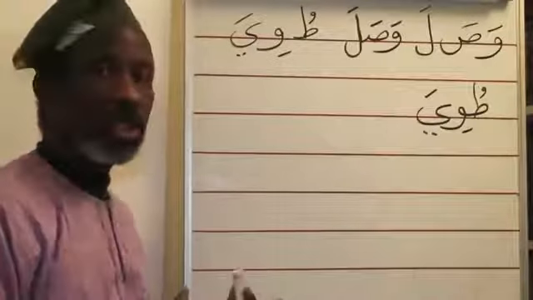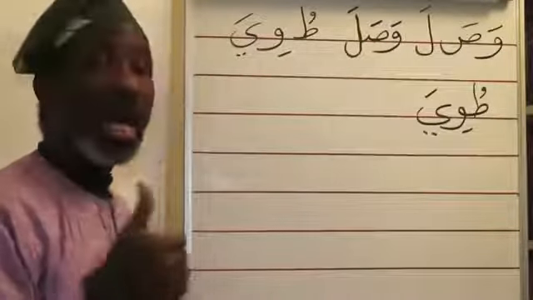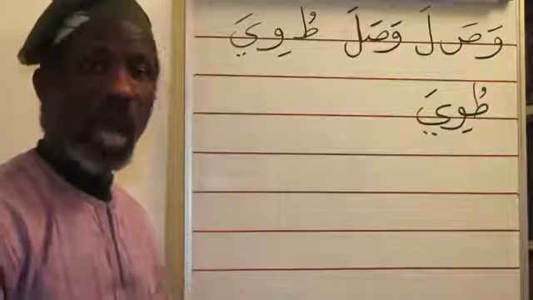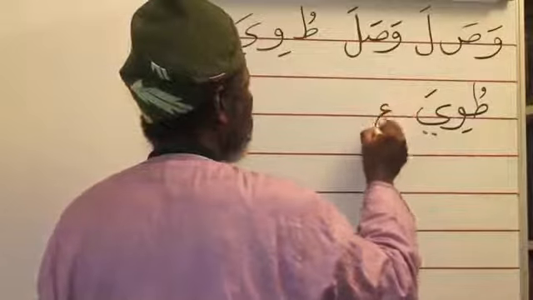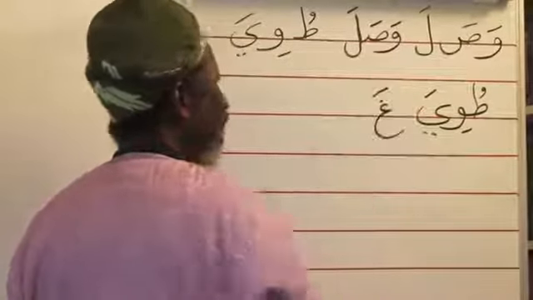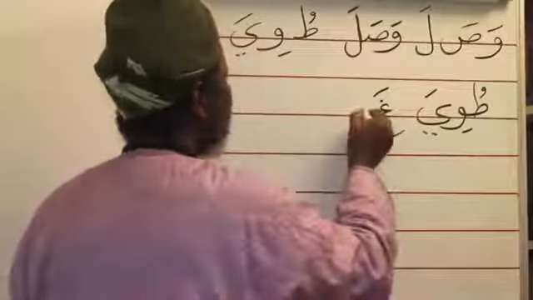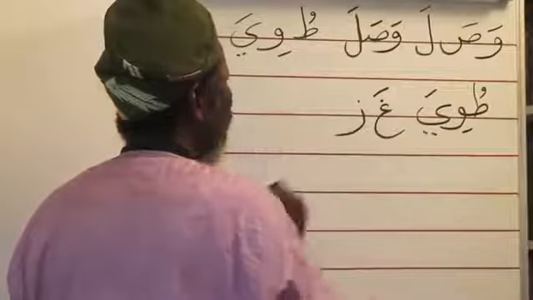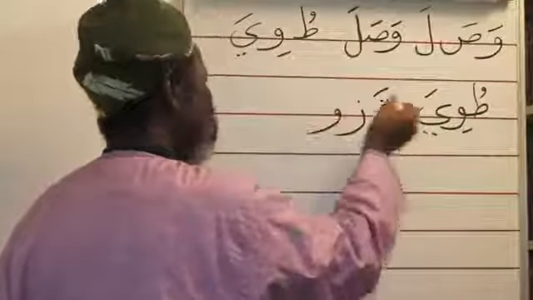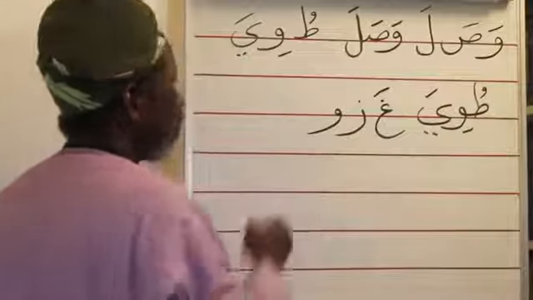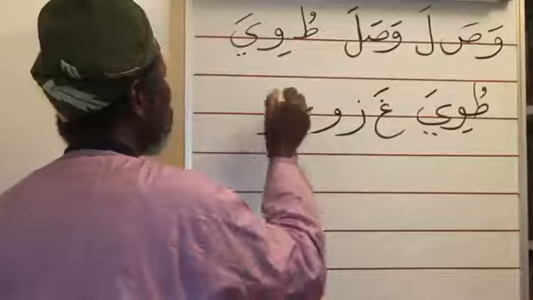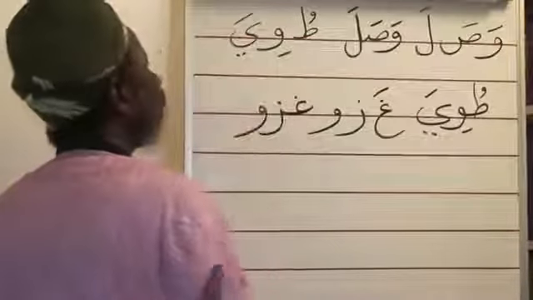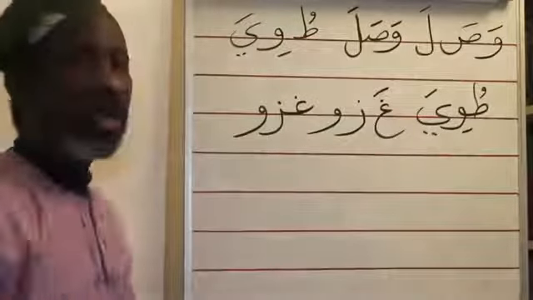Waw at the end, an example of that would be ra and zain and waw. So we write ra, with fatha, ra. Now we have zain and we have waw. Now when we join that together, that's the way that will be joined together.